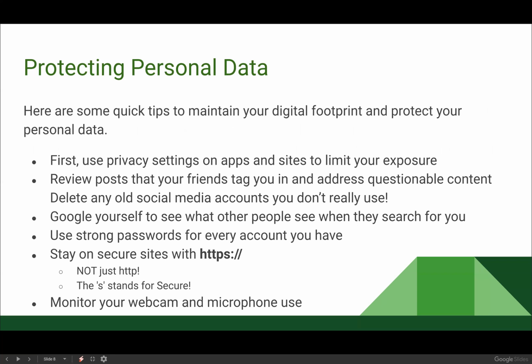So here are a few quick tips to maintain your digital footprint and protect your digital data. First and foremost, use privacy settings on apps and websites to limit your exposure. If you can set the most strict security or privacy settings, do so. I know in Windows the default settings are like, share all of my information with Microsoft so that they can market to me and share it with other people.